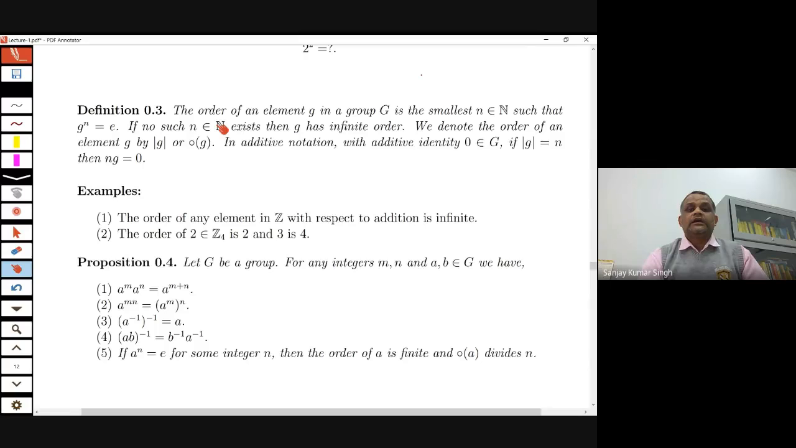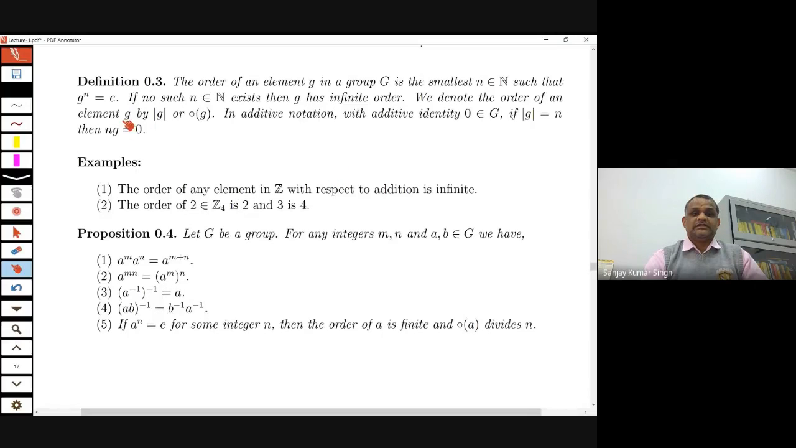Yes, good. So the order of an element g in a group G is the smallest integer n such that g power n is equal to the identity. If no such n exists, then we say that g has infinite order. And sometimes we use this notation, or mod g, or order g.